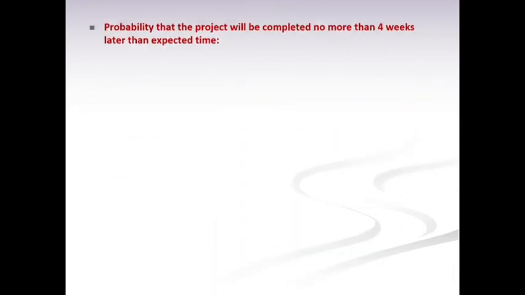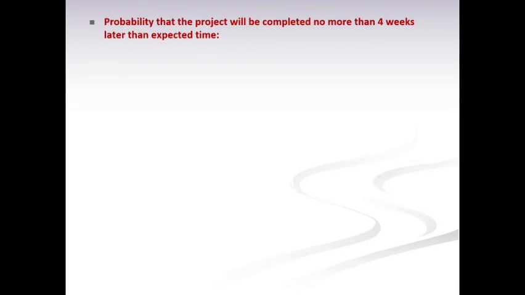Next is the next question. Probability that the project will be completed no more than 4 weeks later than expected time. No more than 4 weeks later than expected time. So the due date will be 17 plus 4, that is 21 weeks. So we have to calculate the standard normal deviate Z value.